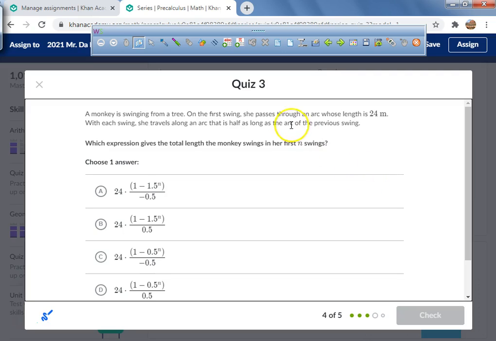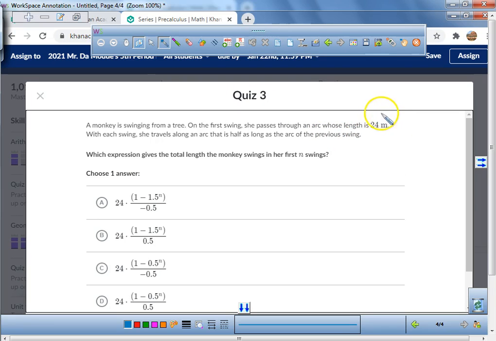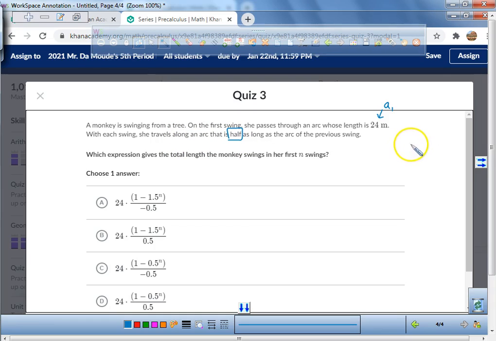All right. A monkey is swinging from a tree. On the first swing, she passes through an arc whose length is 24 meters. Well, that's our first term. With each swing, she travels along an arc that is, keyword, half. So what does that mean? Our r value is 1 over 2, which is also the decimal 0.5.